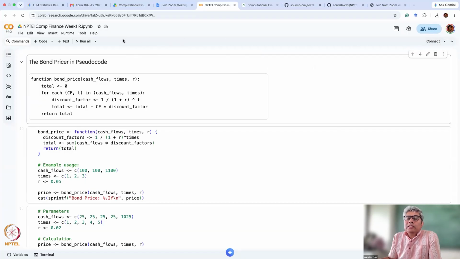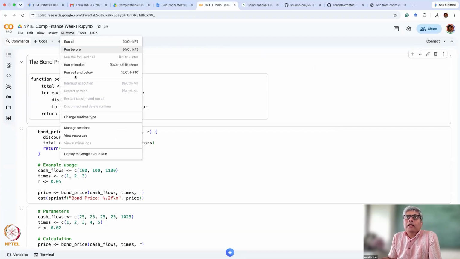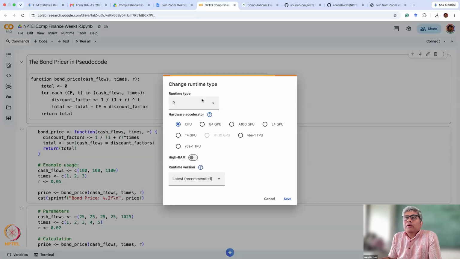If you can see my desktop, the first thing you have to do is, in Google Colab the default is Python. So first you have to click on the runtime and change runtime type. I have already chosen R, so that's why it is R. But typically you will see Python 3 is there. So you have to choose R and then save.